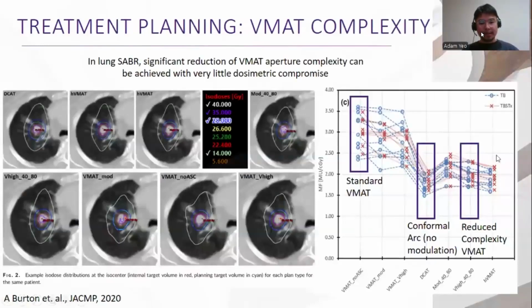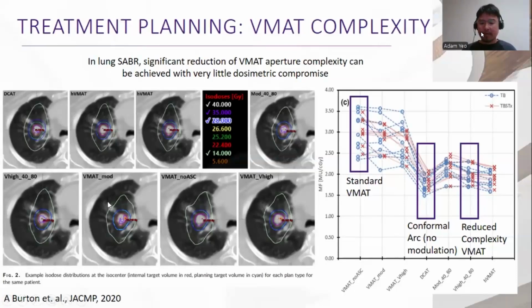And then the VMAT complexity, when you look at our different plans, when you look at the modulation factor, which is the number of monitor units per centigray, without affecting the plan quality, we can actually reduce the MU quite effectively. What that means, the other way around, is we don't often need a stochastic approach. We don't need very complex plans, unlike long course fractionated head and neck, as an example, at the opposite end.